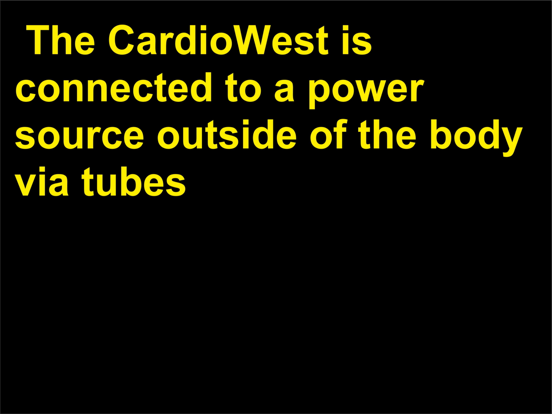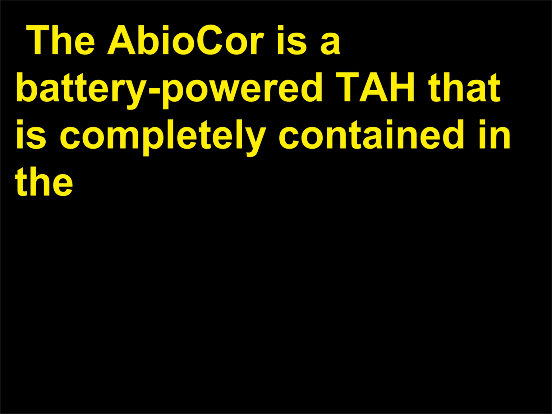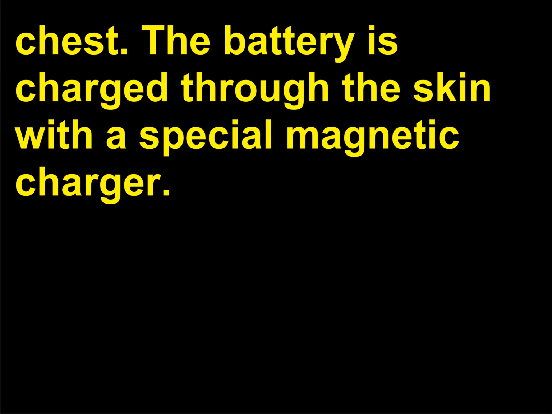The CardioWest is connected to a power source outside of the body via tubes that run from inside the chest to the outside through holes in the abdomen. The ABIOCOR is a battery-powered TAH that is completely contained in the chest. The battery is charged through the skin with a special magnetic charger.